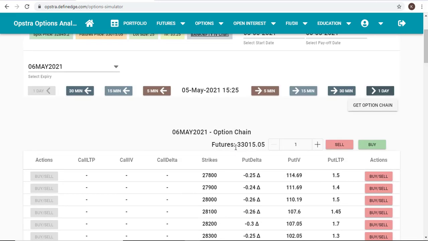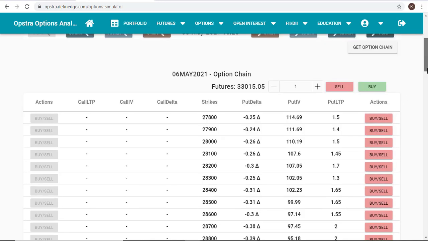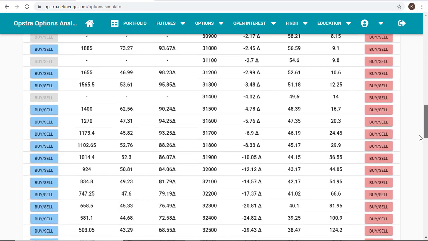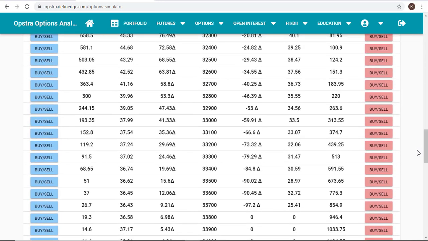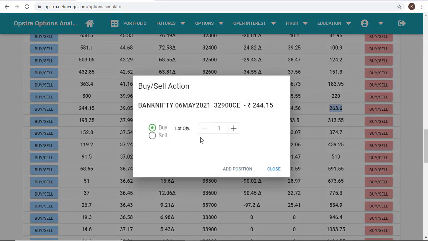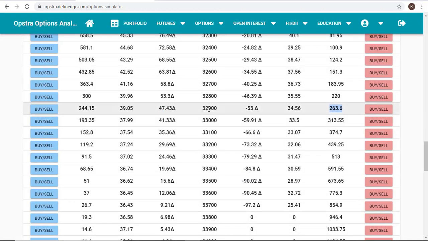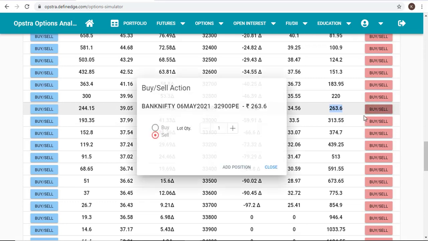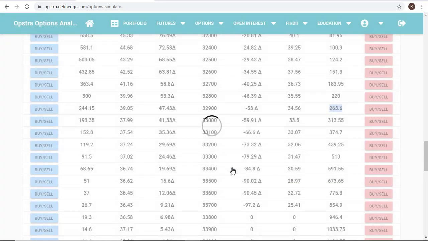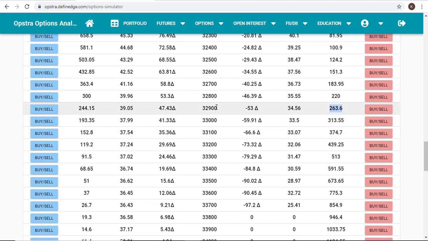So futures are trading somewhere around 33,000 and we wanted to short an ATM straddle. The ATM strike for Bank Nifty will be near 32,900 because the premiums are 244 and 263, which are almost similar. So we will sell the 32,900 call as well as the 32,900 put. So this was the straddle.